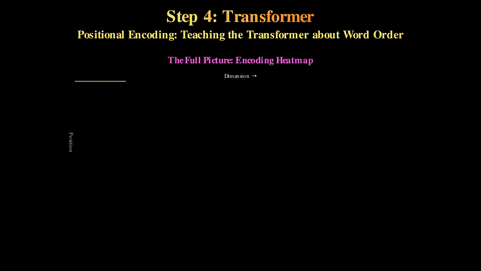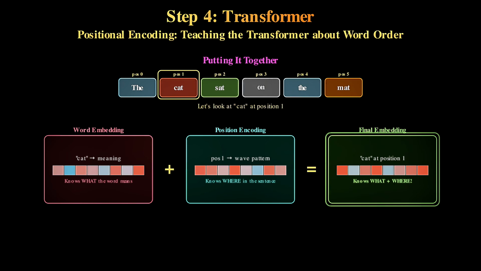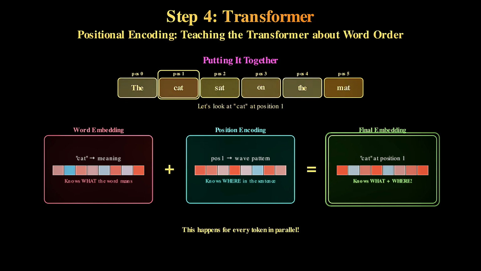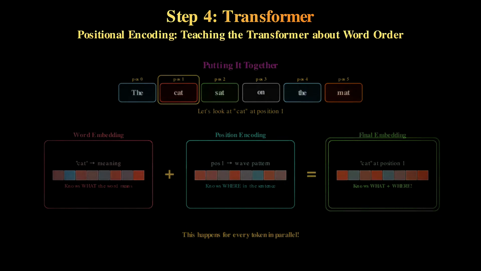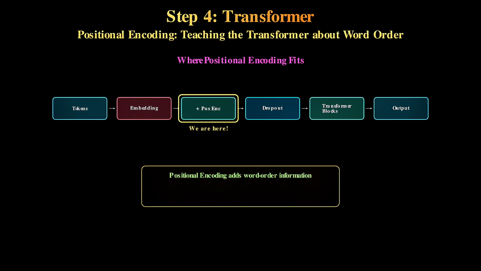Here's a heat map of the positional encoding values. Each row represents a position, and each column a dimension. Notice how every row has a unique pattern. No 2 positions look the same. To put it all together, the model takes the word embedding, which tells it what the word is, and adds the positional encoding, which tells it where the word is. The result is a final embedding that knows both what and where. Positional encoding adds word order information using sine and cosine waves, a simple but powerful idea.